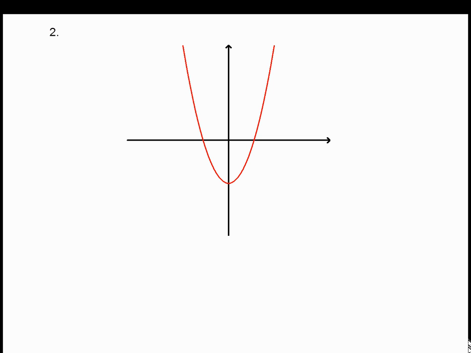Number 2, a parabola. Now remember, a parabola itself was a function, but the inverse, notice here is a horizontal line, again the x-axis, that hits the graph in more than one point. So the inverse is not a function.